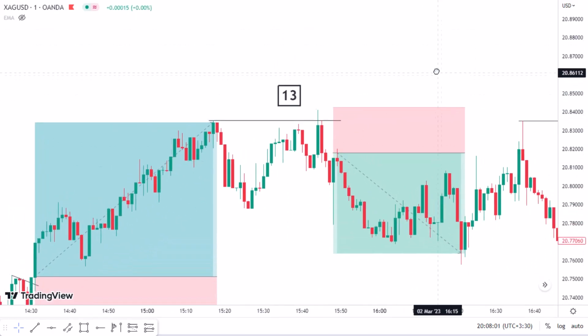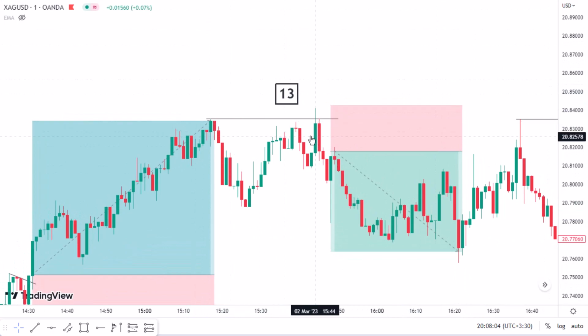On the trade 13, we have a resistance line here where the price reacted to that level here. We could enter the sell position on this red candle.